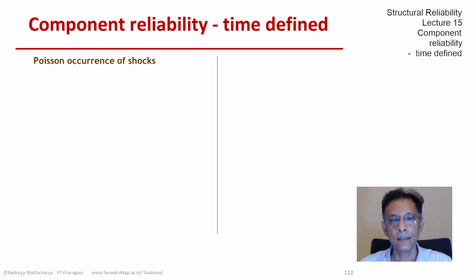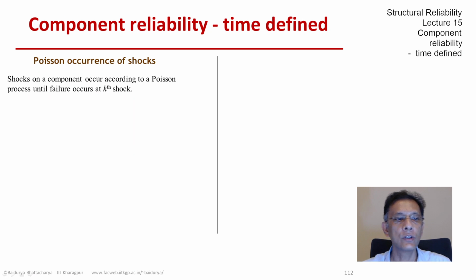Let's look at random events occurring on the timeline leading to failure of an item in some detail. So let's say that we have a component which has some reserve strength and it can withstand some shocks, not fail at the first shock itself, and these shocks occur according to a Poisson process. So this component fails at shock number k.